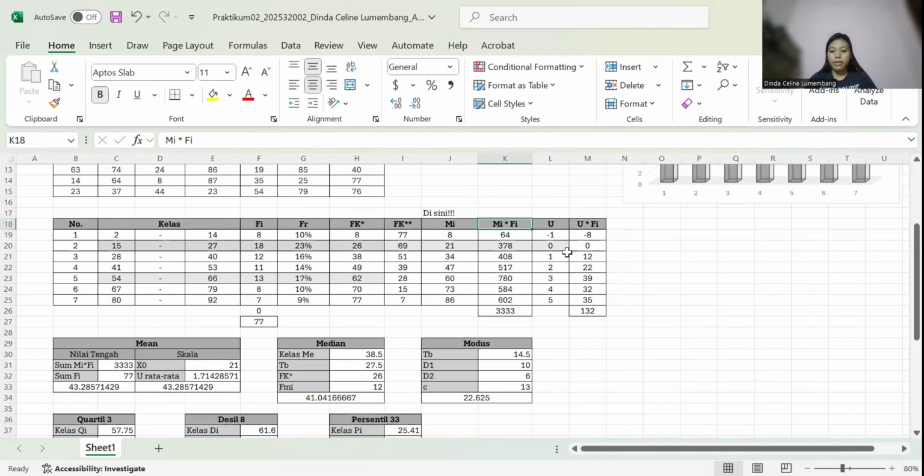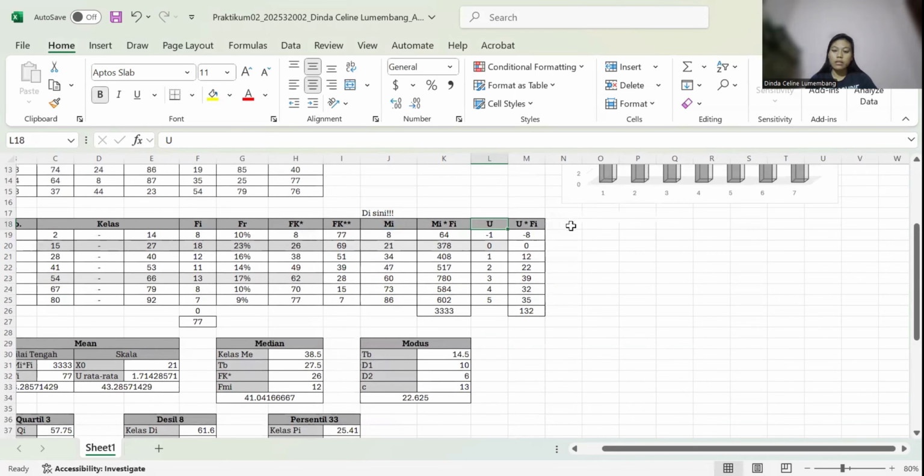And the next is mid value times frequency. The value is taken from the mean value itself and multiplied by frequency value. And to get the next value to the next line, we use this cursor as a tool.